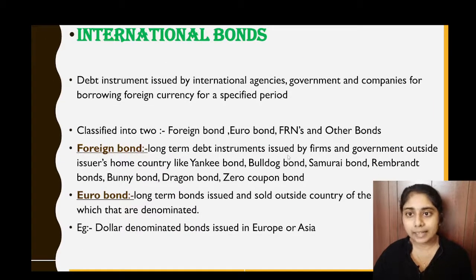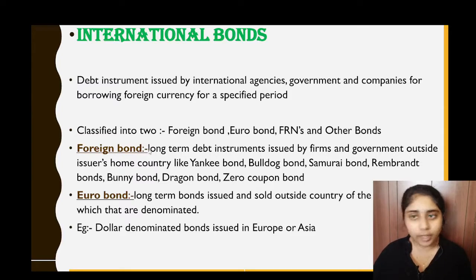So what is an international bond? As it is a bond, we all know that it is a debt instrument. These are debt instruments issued by international agencies, governments and companies for borrowing foreign currency for a specified period. This international bond can be classified into foreign bonds, Eurobonds, FRNs and there are other bonds also.